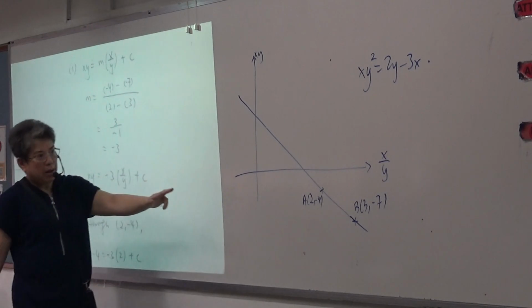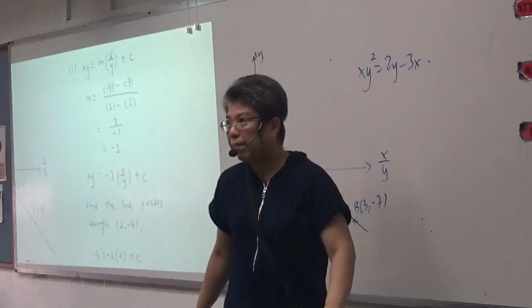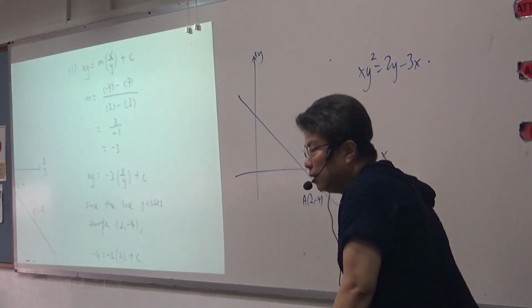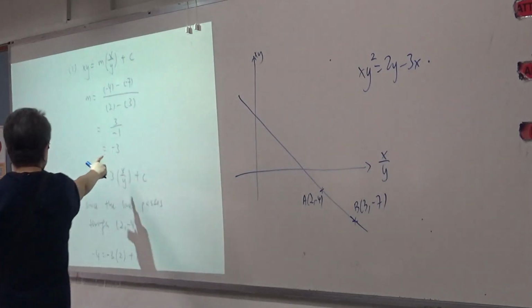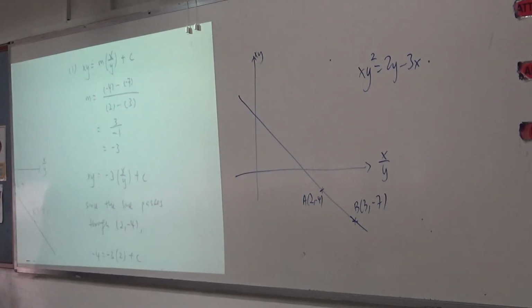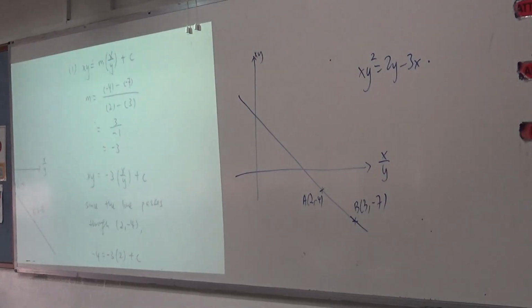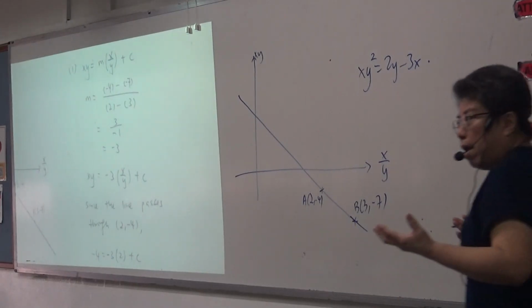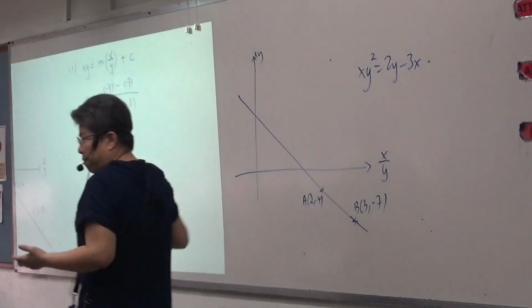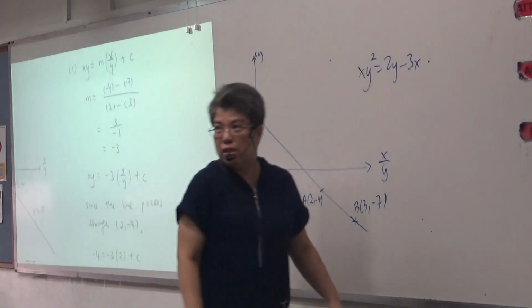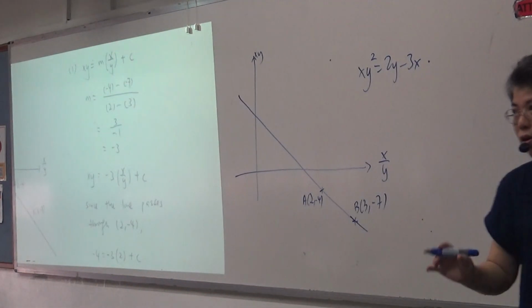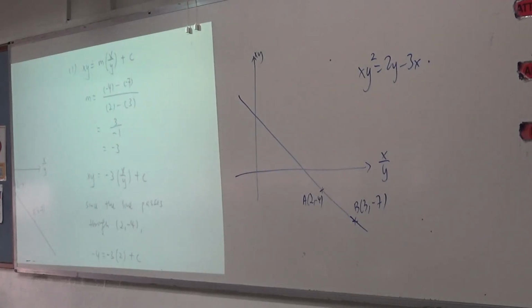How to get m? I use these 2 points to find the gradient, right? Everybody clear? So I use these 2 points, I find the gradient. What's the gradient? Negative 3. Everybody okay? I know already the gradient is what? Negative 3. Okay, now, then I have a problem here. I don't know c. Then all the while, we know what is c, right? According to the graph. This one, do we know what is c? Did they give you the value of c? The value that cuts the vertical axis? No.